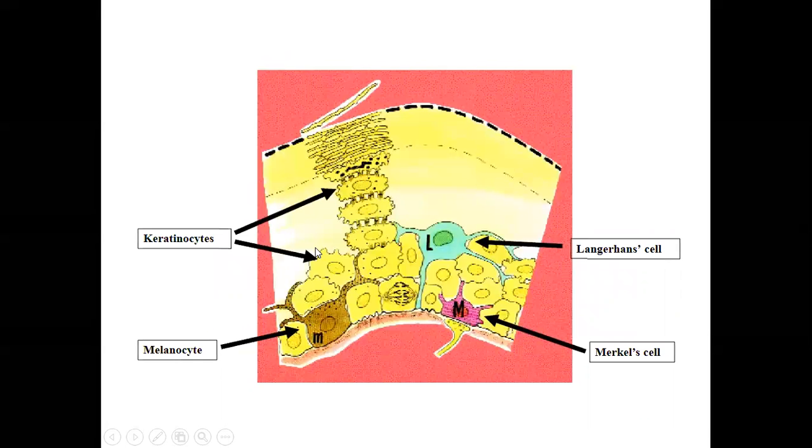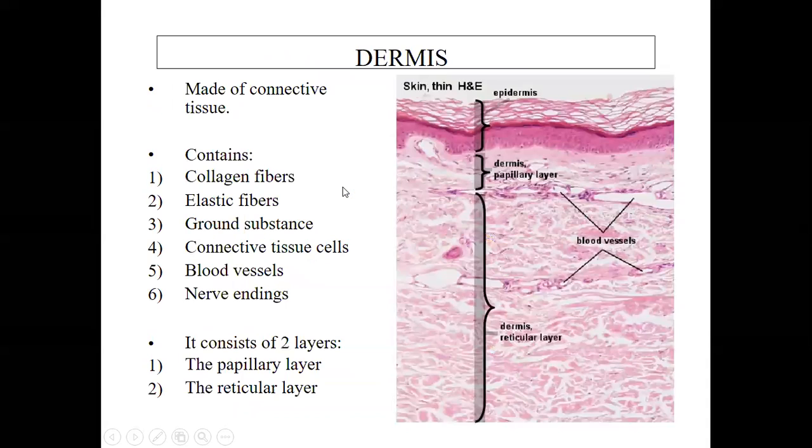Okay. So you can see here, this is the Langerhans cell. This is the Merkel cell. This is the melanocyte, and this is the keratinocyte.